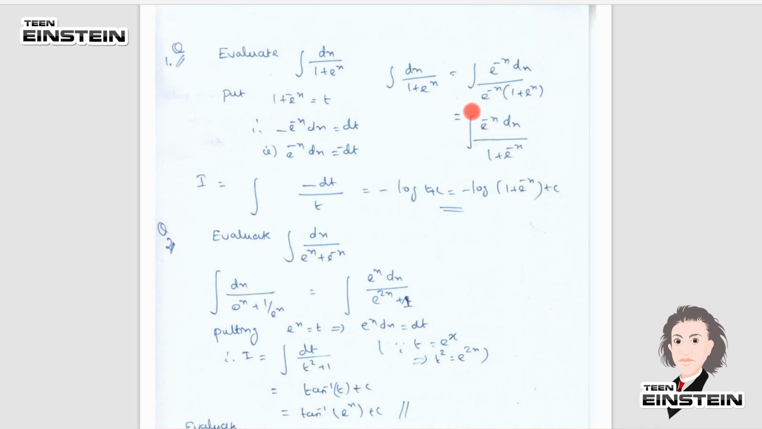Okay, after multiplication, what are we getting? 1 plus e power minus x. So this can be taken as t, right?